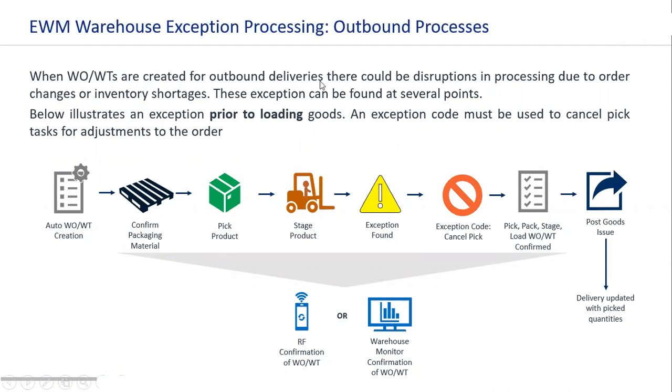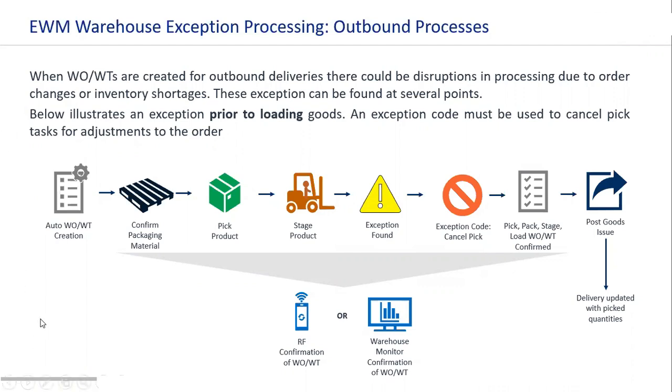So at this bit, a warehouse order or tasks are created for outbound deliveries. There could be disruptions in the process due to order changes or inventory shortages. These exceptions can be found at several points. So below illustrates an example, an exception prior to loading goods. So an exception code can be used to cancel a pick task for adjustments to that order.